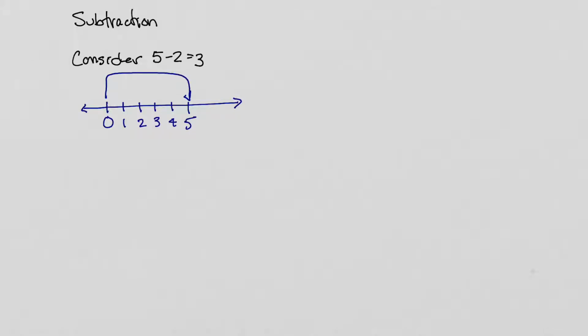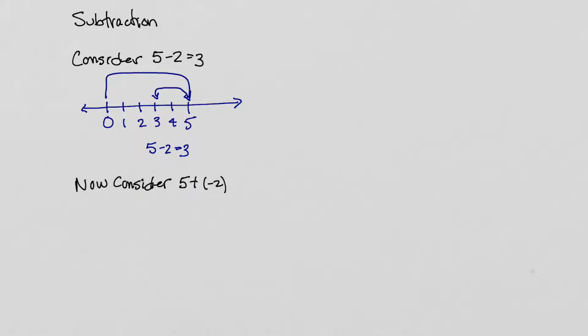And then we're going to subtract 2. So we're at the 5. If we go back 2, now you can see we're at 3. So what we're saying here is that just visually, it looks like 5 minus 2 equals 3.